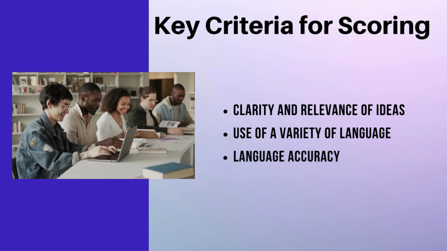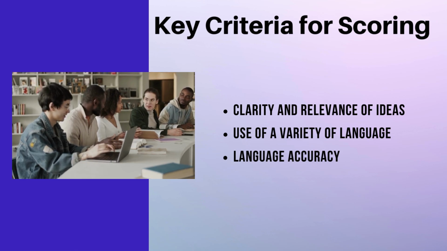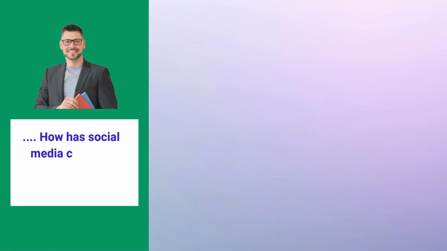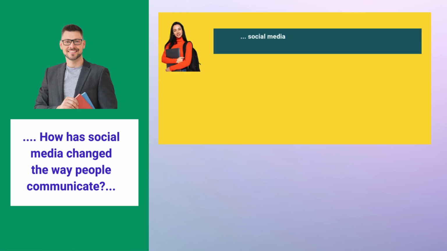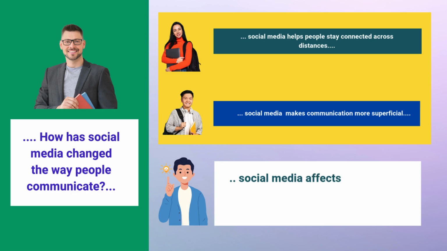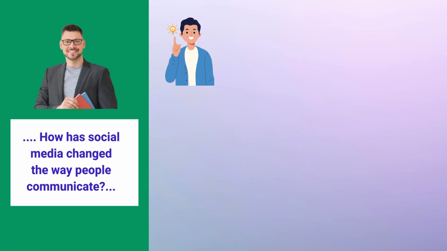Language accuracy. Correct grammar, spelling, and punctuation are essential. Minor errors are okay, but consistent mistakes can hurt your score. Focus on clarity and precision in your language. Let's look at an example. The professor asks, "How has social media changed the way people communicate?" Student 1 might argue that social media helps people stay connected across distances. Student 2 may suggest that it makes communication more superficial. Now, you could write a response focusing on how social media affects relationships long distance, but also weakens in-person social skills. Here's an example of a high-scoring response.